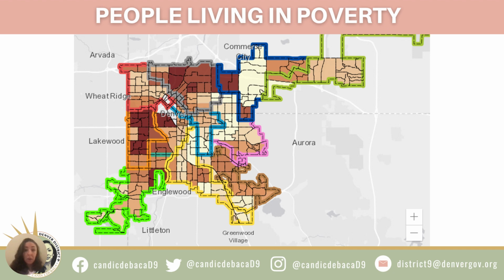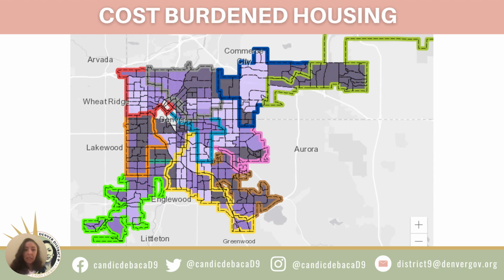And of course, it often does break down this way in every community, but it does align with some of those racial and ethnic lines that we looked at previously. This is directly connected to our people living in poverty slide. This shows us the heat map of people who are cost burdened or paying more than a third of their income on rent.